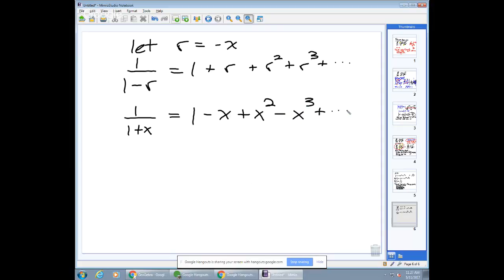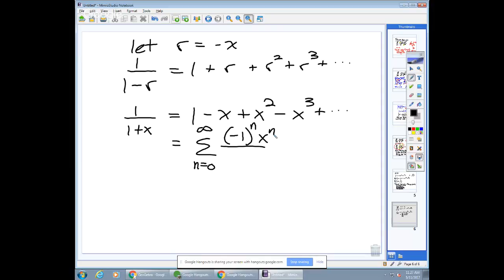So I end up with an alternating power series, which I could say is the sum as n equals 0 to infinity of negative 1 to the power n, times x to the n. So slightly different series.